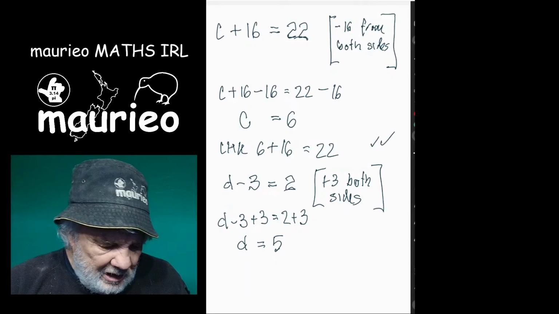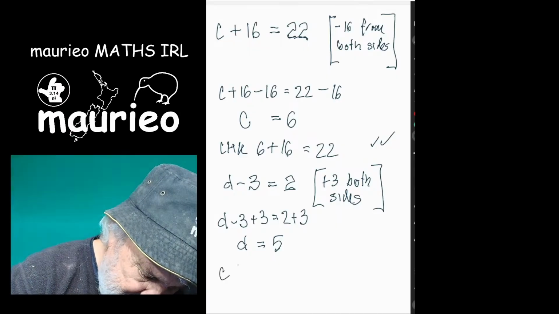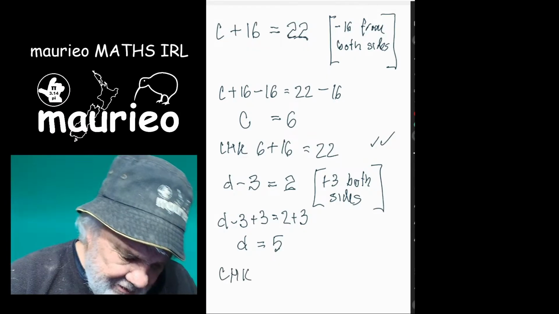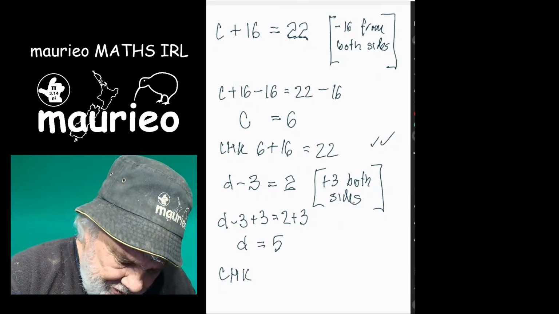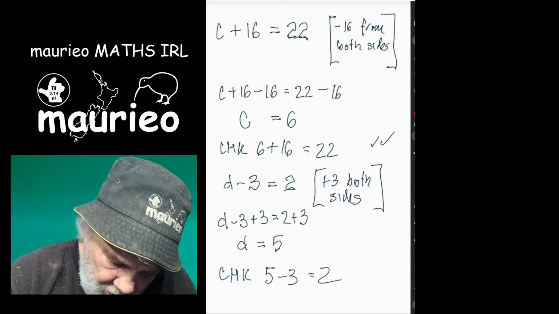So D equals 5. Let's check that. CHK for check. Substitute back in the original equation. 5 minus 3 equals 2.